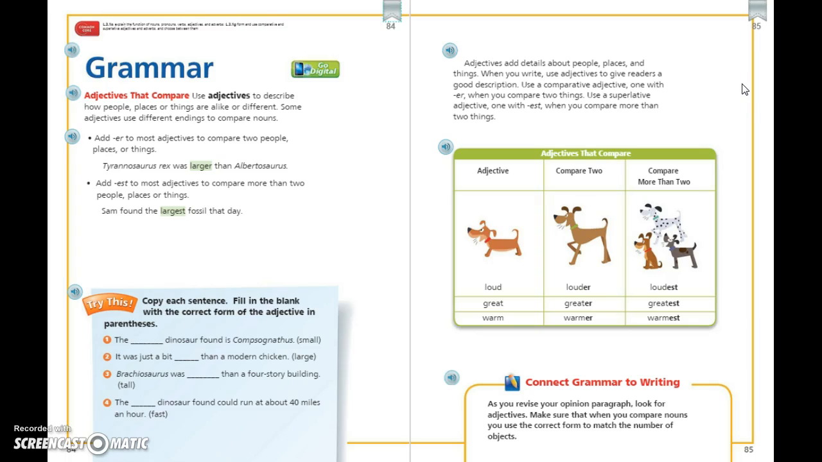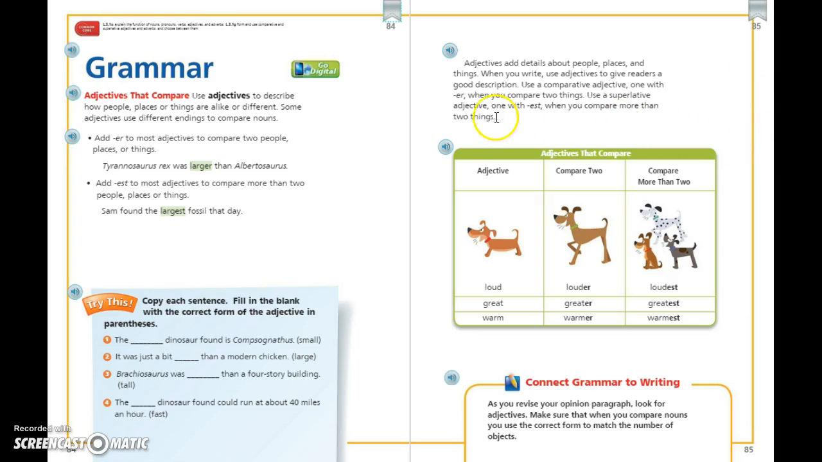Adjectives add details about people, places, and things. When you write, use adjectives to give readers a good description. Use a comparative adjective, one with er, when you compare two things. Use a superlative adjective, which is one with est, when you compare more than two things.